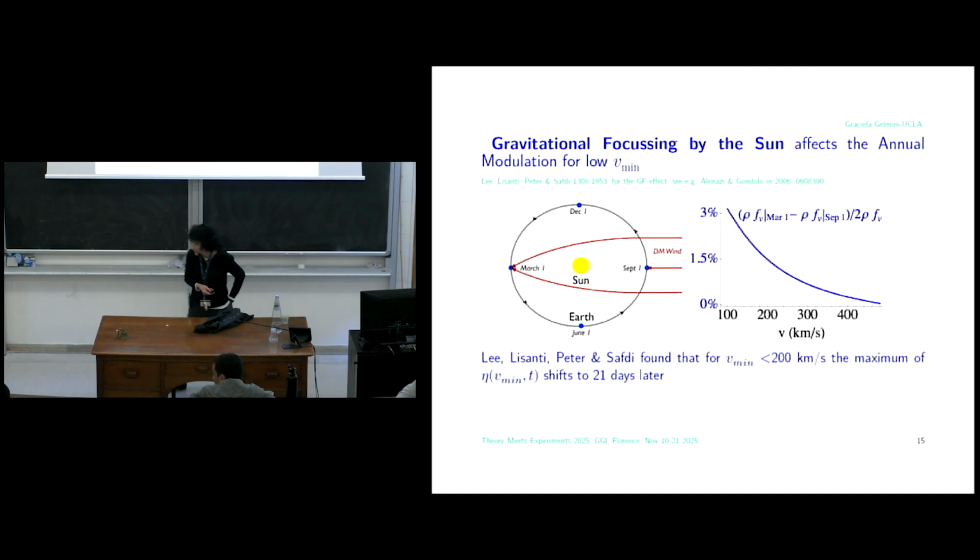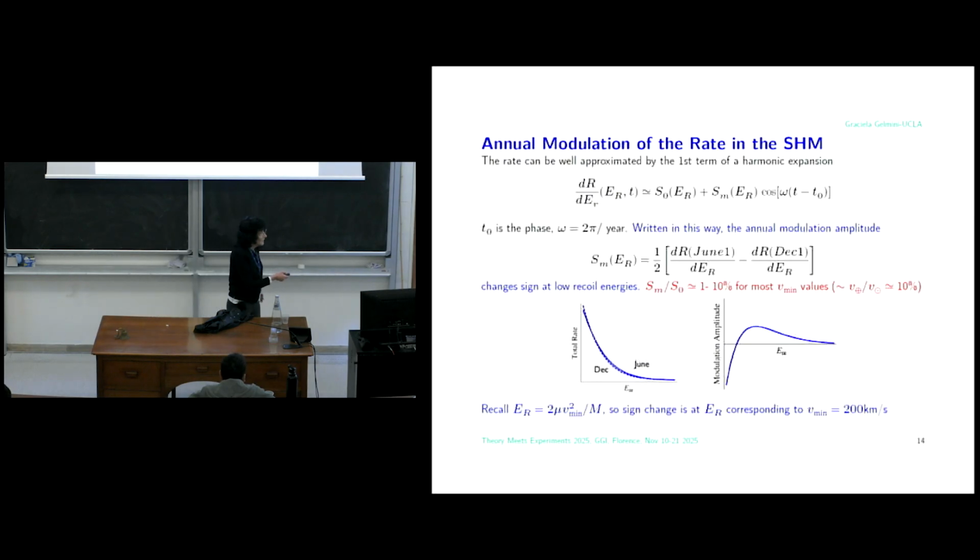Sorry, Graciela, what changes sign? Sorry, I didn't understand what you said. It changes sign because this is the rate in June minus the rate in December. And which one is bigger depends on the recoil energy, which depends on the v_min. So at low recoil energies, you have that December is bigger than June.